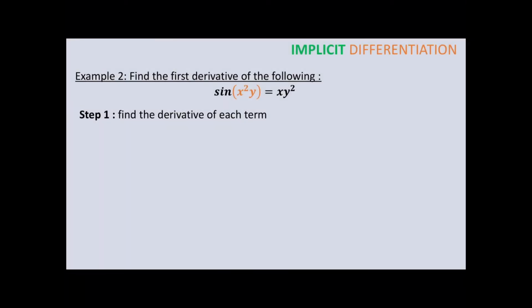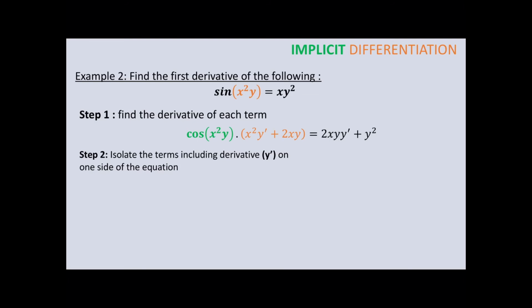Here is example 2. Find the first derivative of the following. Here they just want an expression for the derivative y prime, not at a point. They just want a general expression for y prime. So we take step number 1, which is to find the derivative of each term. As you can see, the first term is sine of x squared y. So it's going to be cosine of x squared y times the derivative of the inside, using the chain rule like we saw before. And then the other part of the relationship is x y squared. So again, the product rule: it will be 2xy y prime plus y squared.